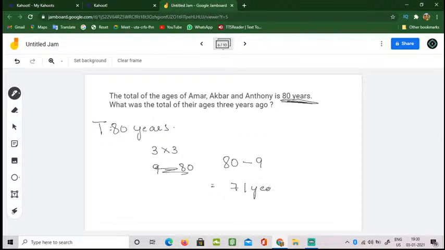Okay, let me repeat. Here the question is the total ages of Amar, Akbar, Anthony is 80 years, and what was the total of their ages 3 years ago. They are asking us to find out the total age of these three brothers 3 years ago. Okay? 3 into 3, that is 3 years ago for the three brothers. So 9, 80 minus 9, we get 71. So I hope you all got it.